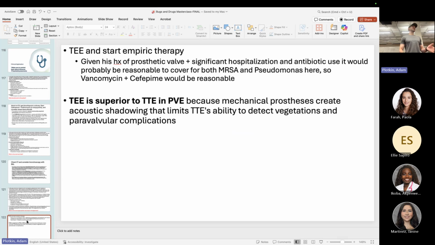So not necessarily, because this guy has a prosthetic valve and the prosthetic valve messes everything up, right? Prosthetic valve allows biofilm formation. So maybe staph epidermidis, right? Which is like your classic. But tell me, what do you know about staph epidermidis?